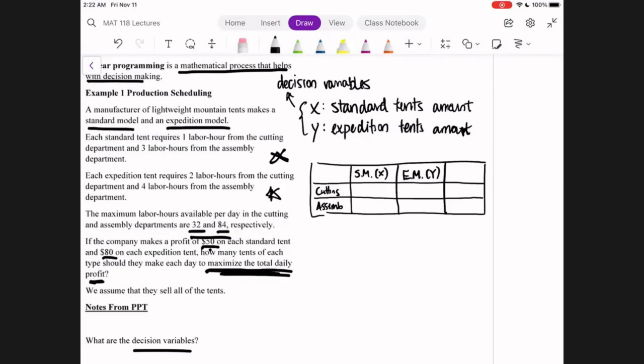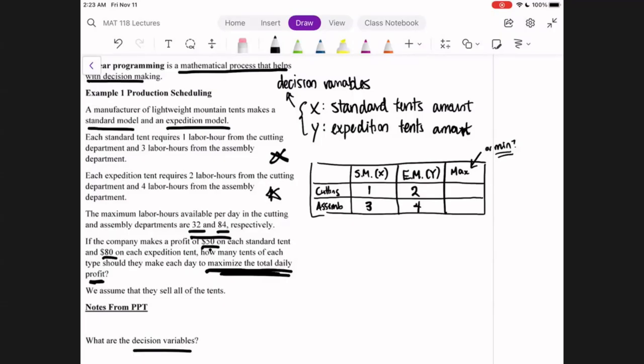Okay. So for cutting, the standard model takes 1 hour. So for every one I create, I use 1 hour for cutting, but for the standard model for the assembly, I use 3. And for the expedition model, I use 2, and then I use 4. And then you can think over here is the max that you require. Sometimes it's also the minimum, right? So typically think this one could be max or min in certain cases, right?